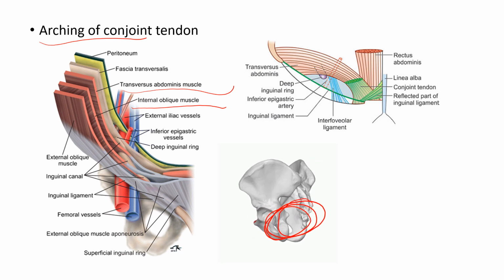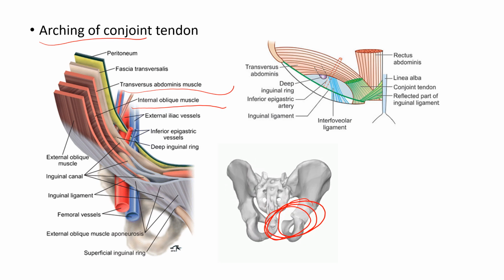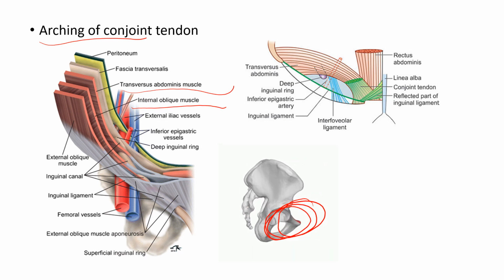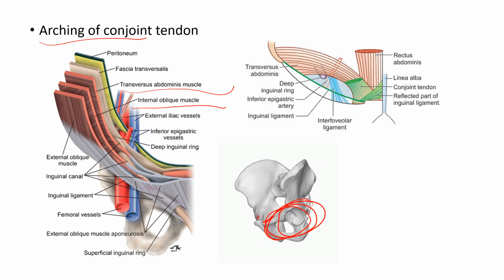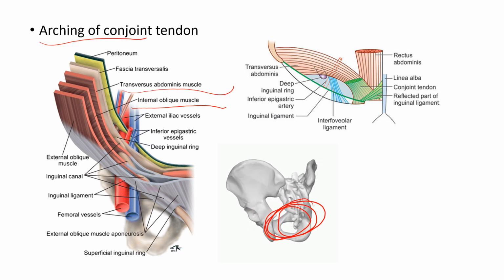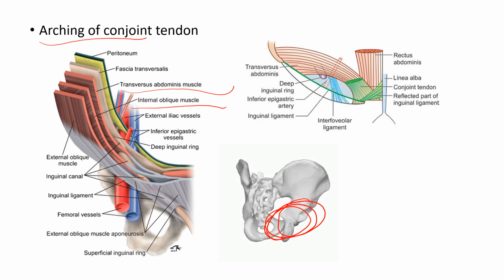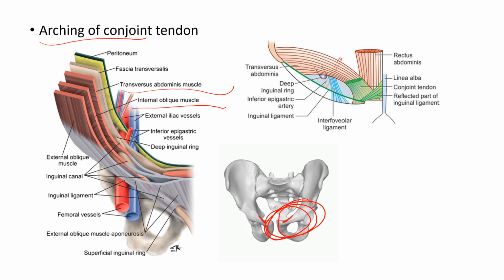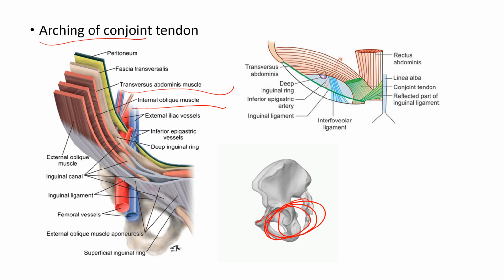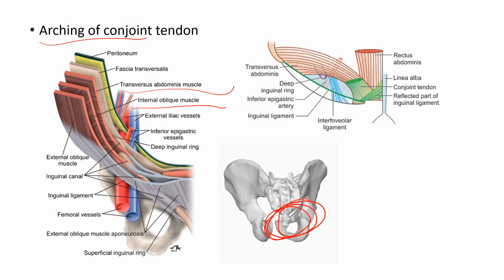Immediately deep to the superficial inguinal ring, medially, the fibers of the conjoint tendon fuse with the anterior wall of the rectus sheath, while laterally the fibers may fuse with the interfoveolar ligament. The conjoint tendon makes up the main part of the medial portion of the posterior wall of the inguinal canal.